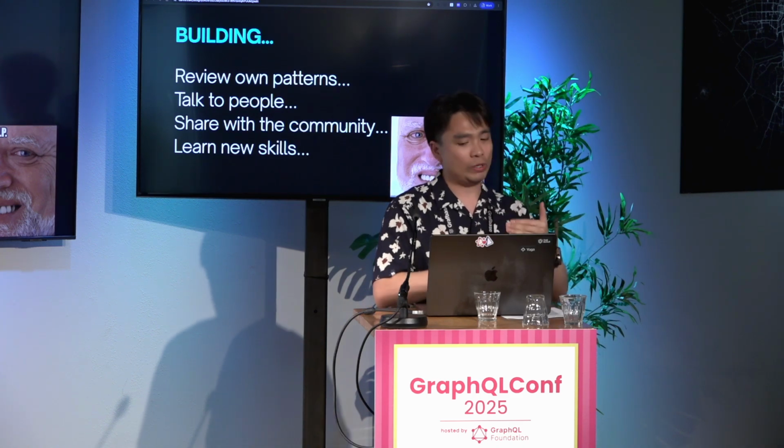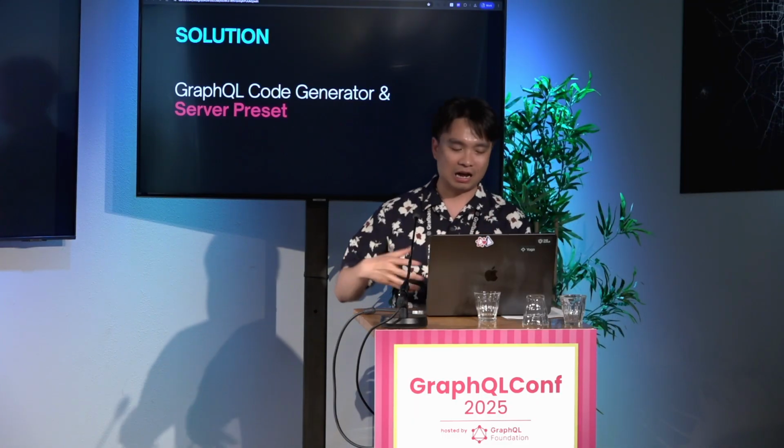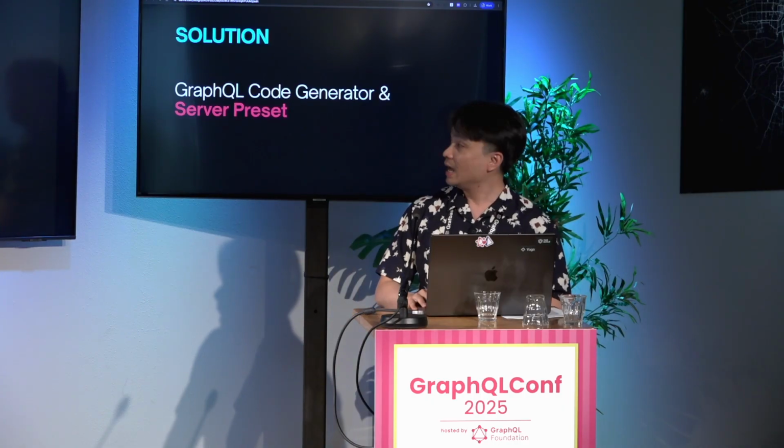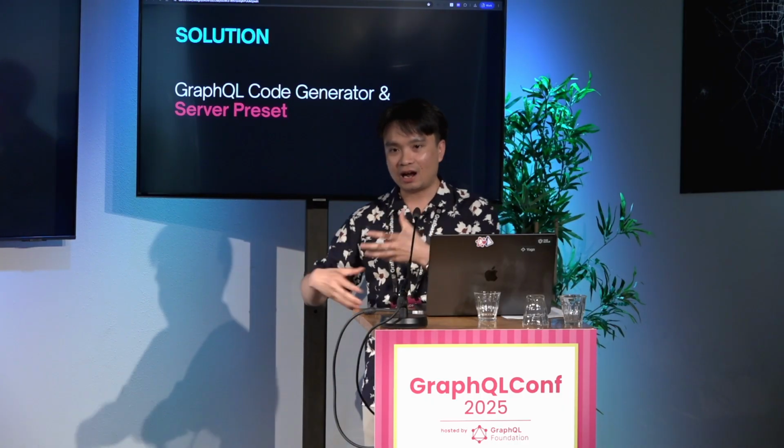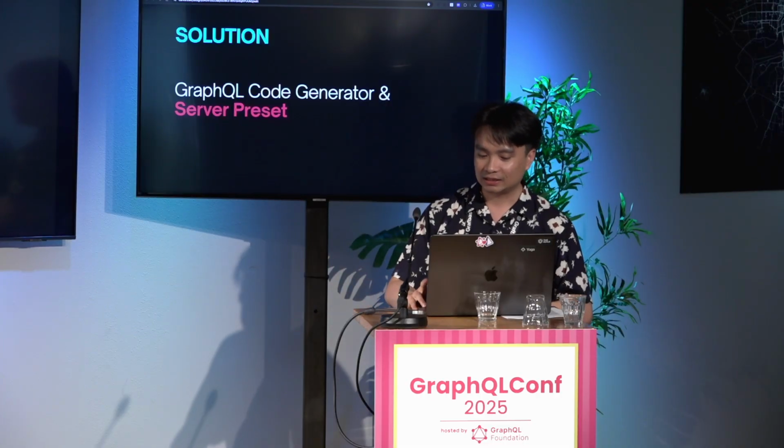So that's the building process. We iterate on this a few times, and shortly after. That's a very weird way to say shortly after, but shortly after we got our solution, and our solution is what we call server preset at the CodeGen team. And I'm going to go through how to set it up and exactly what it does next.